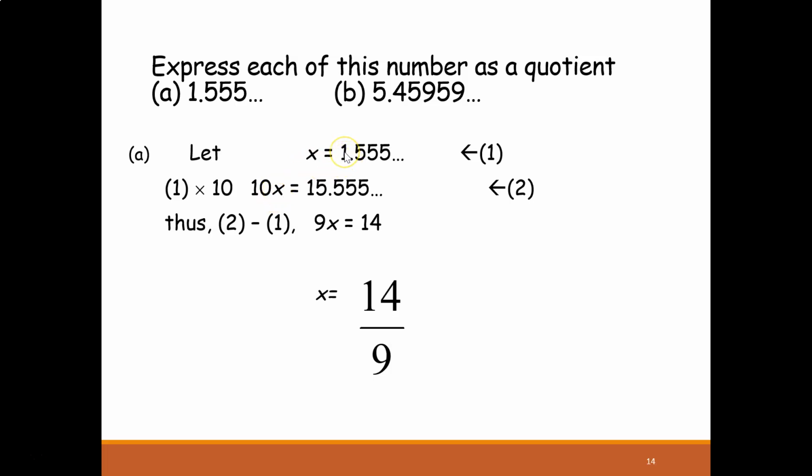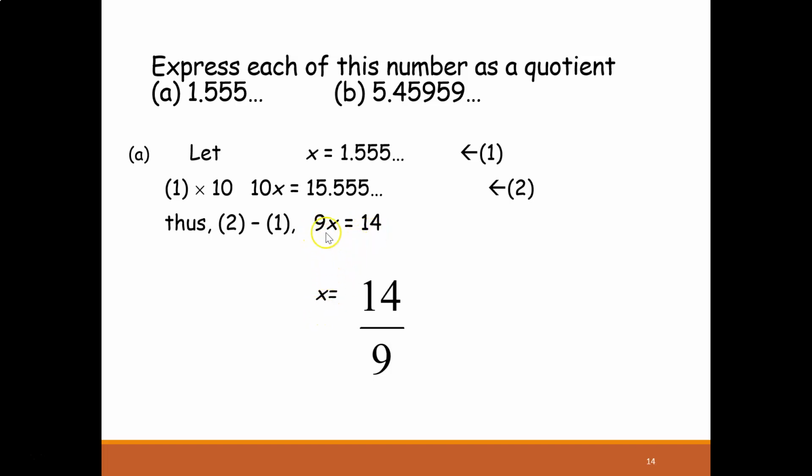Then this one, when you multiply with 10, you have 15.555, right? So this becomes your second equation. So you have two equations, first one and second one. Thus, we subtract the first equation from the second one. So bila kita tolakkan, 10x minus x, you get 9x. 15.555 minus 1.555, you will get 14. See, the 555, the repeating numbers at the end, you will cancel out, boleh potong. So just tinggal 15 tolak 1, you get 14. Okay, so 9x equals 14.